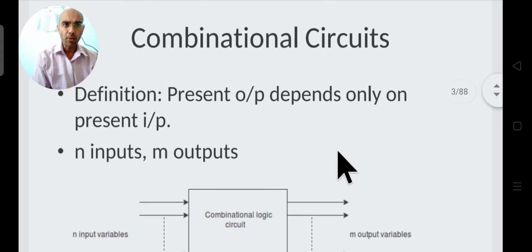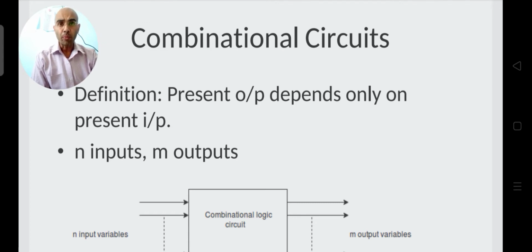If I talk about combinational circuits, basically in digital electronics, any circuit can be divided into two types. The first type of circuits are called combinational circuits, whereas the other type are called sequential circuits. We will not discuss sequential circuits here, but we will discuss them in the next unit.